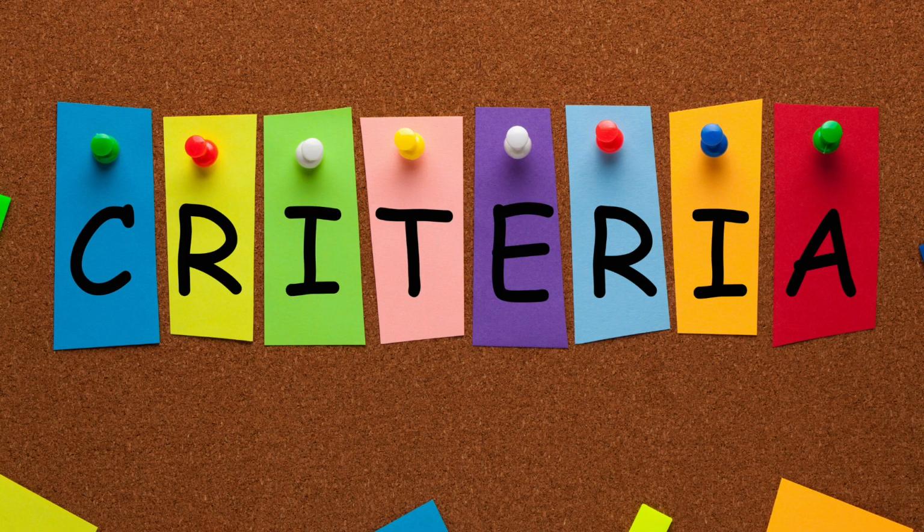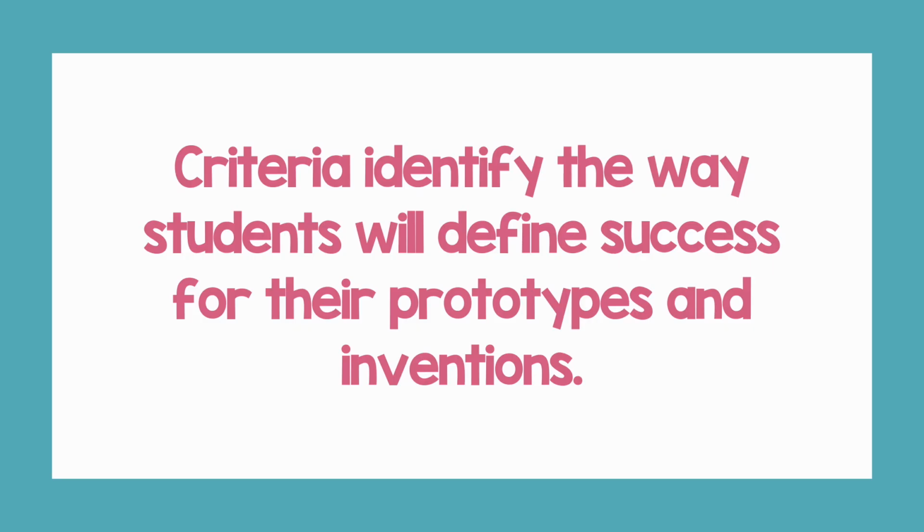So let's talk specifically about criteria before we get to the constructive constraints, because students need to have the criteria spelled out for them prior to coming up with a solution. So we want to give them that criteria in advance. Criteria identifies the way students will define success for their prototypes and their inventions. So simply put, criteria identifies the way students will define success for what they're doing. Like, will they feel like they have mastered it or they've completed it or they're successful? It will all depend on the criteria that is set.